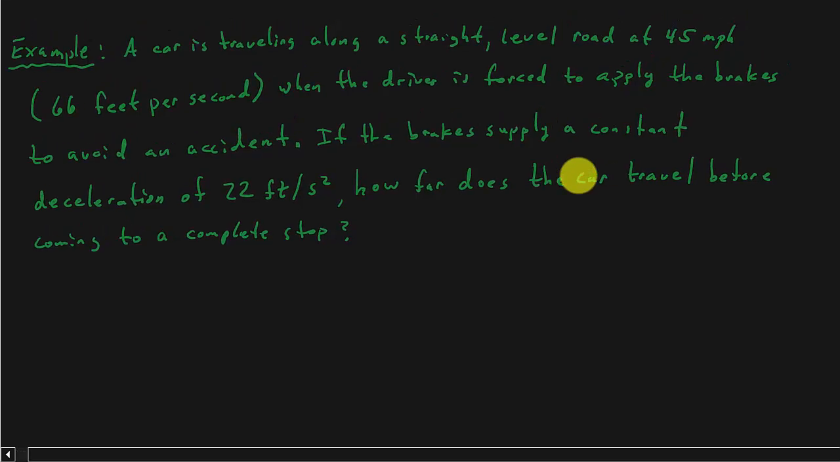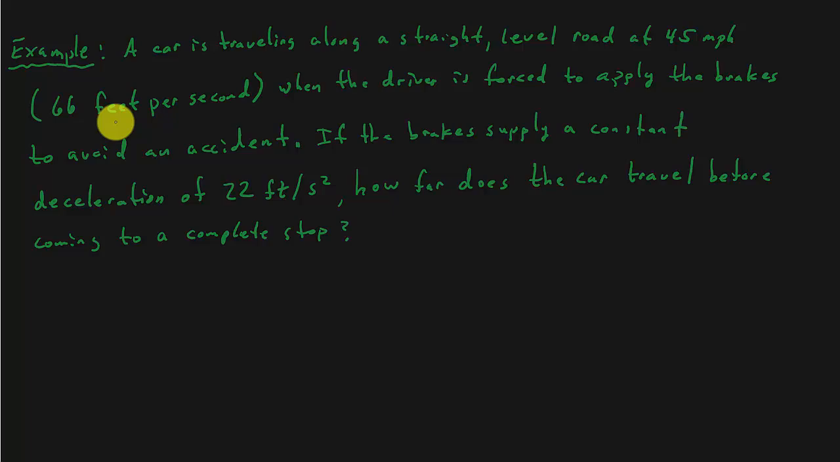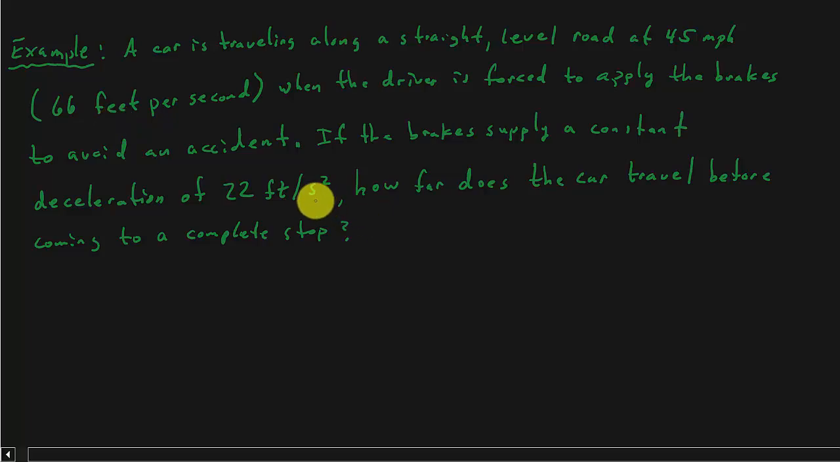All right, if you've stayed with me this long, don't leave now. We've got a good problem coming up. A car is traveling along a straight level road at 45 miles per hour, which is 66 feet per second, when the driver is forced to apply the brakes to avoid an accident. If the brakes supply a constant deceleration of 22 feet per second squared, how far does the car travel before coming to a complete stop?